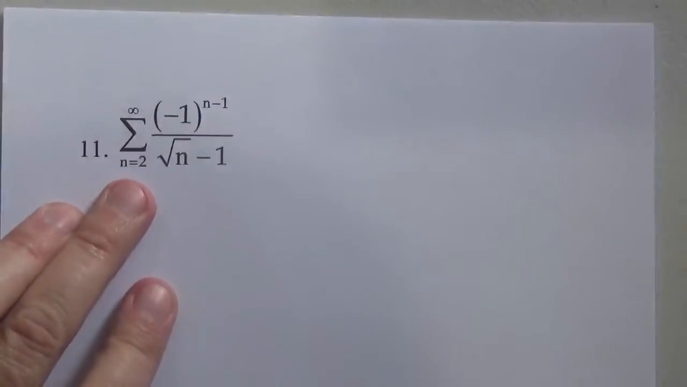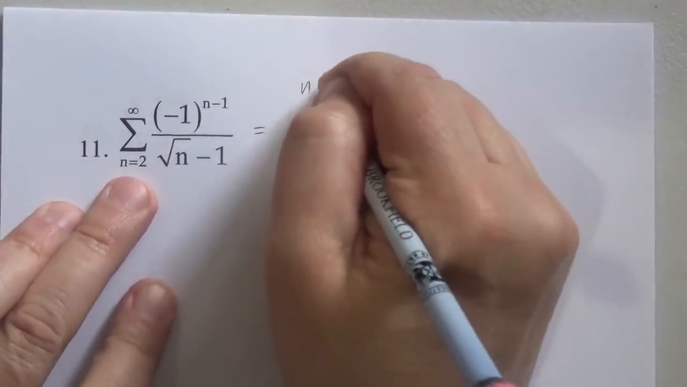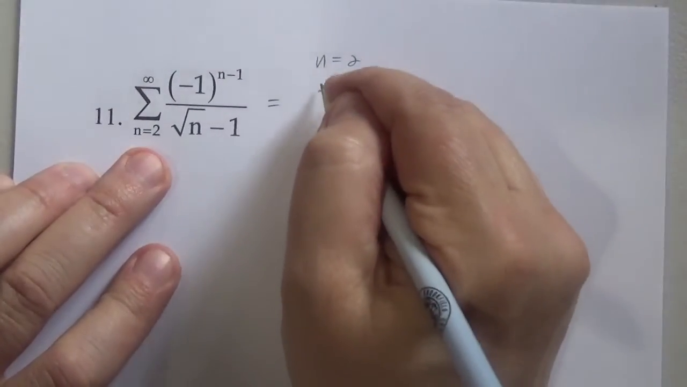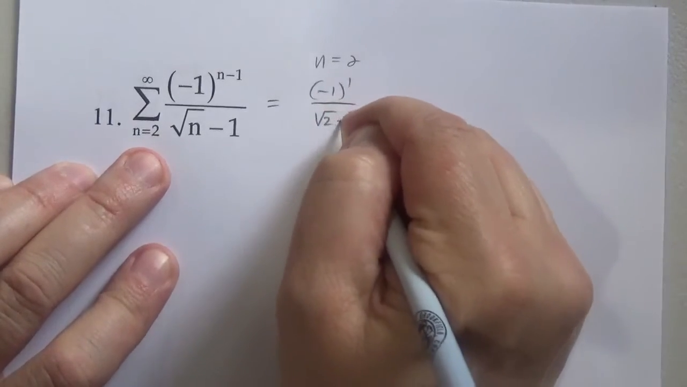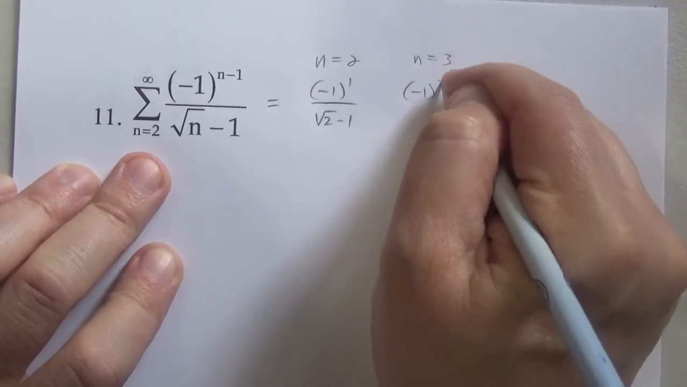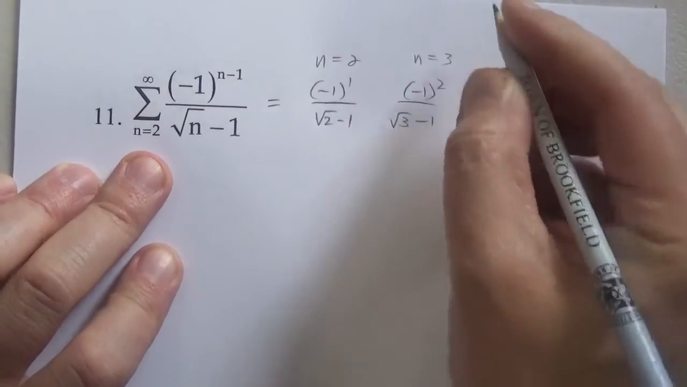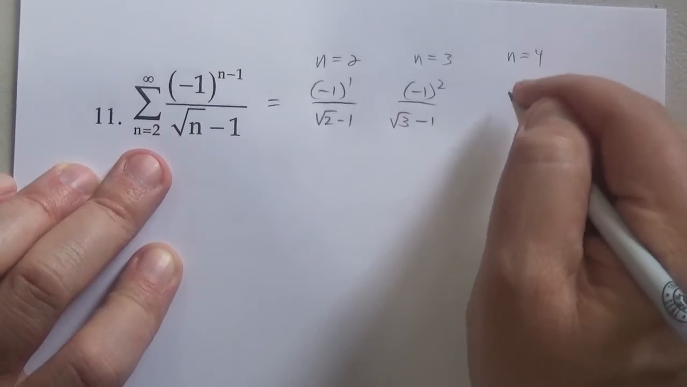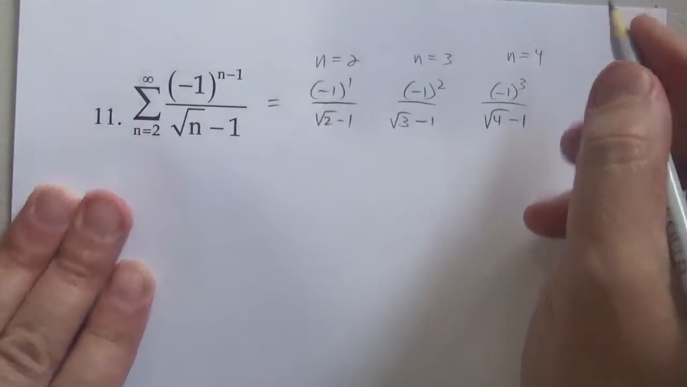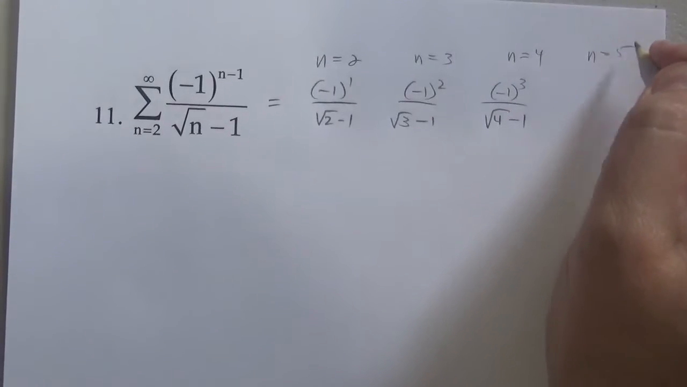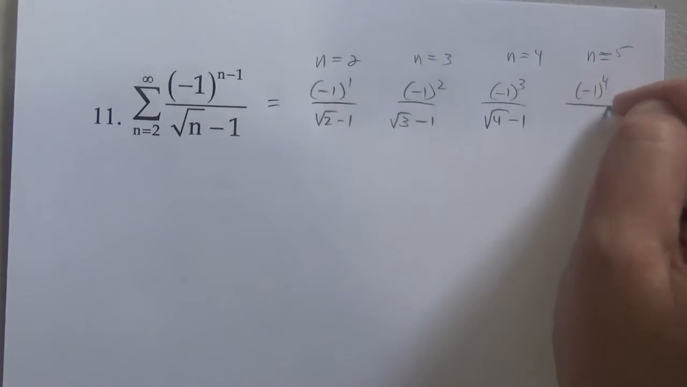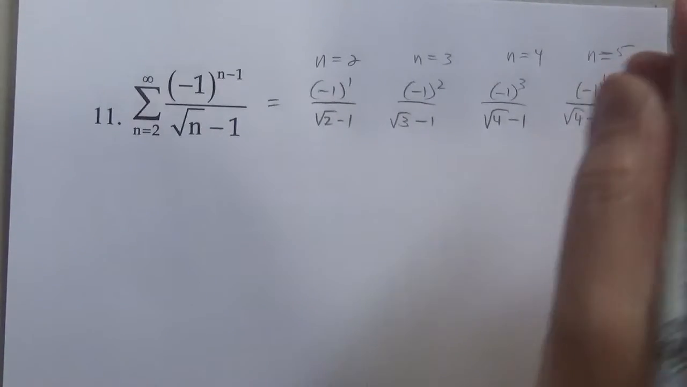Okay, let's take an alternating series problem. So let's plug in n equals 2. If I plug in n equals 2, I get negative 1 to the first over the square root of 2 minus 1. I plug in n equals 3. I get negative 1 squared over the square root of 3 minus 1. I plug in n equals 4. I get negative 1 cubed over the square root of 4 minus 1. N equals 5. The last one I'm going to do is equal to negative 1 to the fourth over the square root of 5 minus 1.